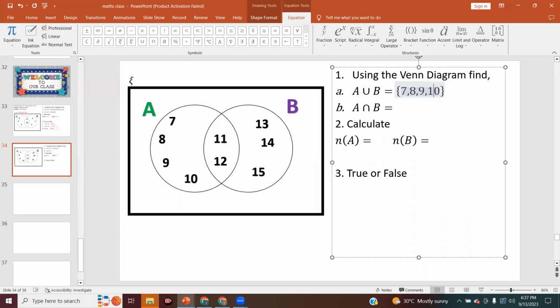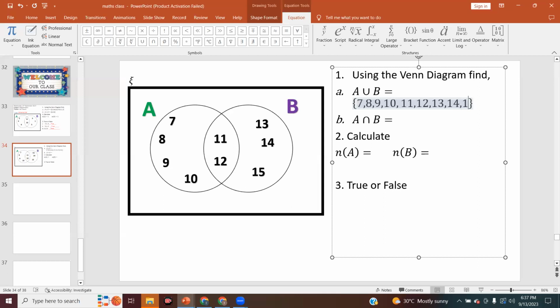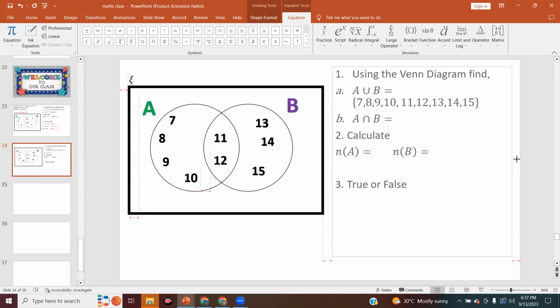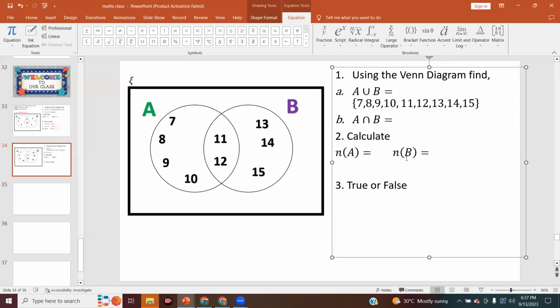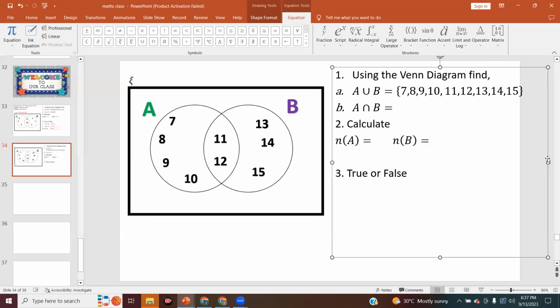7, 8, 9, 10, 11, 12, 13, 14, 15. So that's the union. Let me make sure this is bigger so we can get it all to fit. That's a big union.